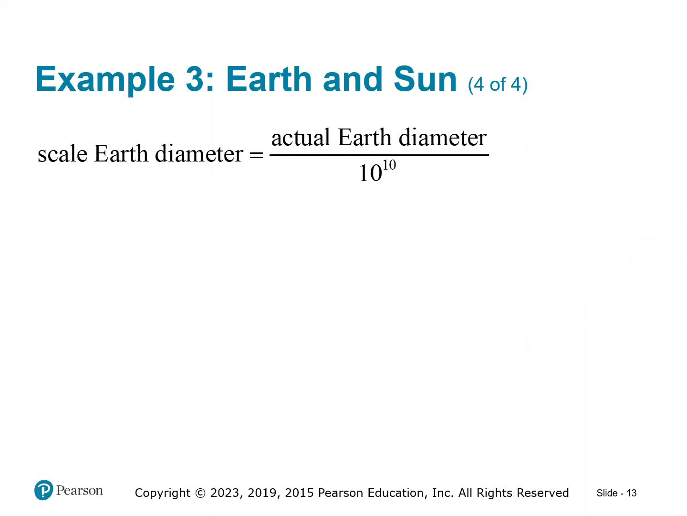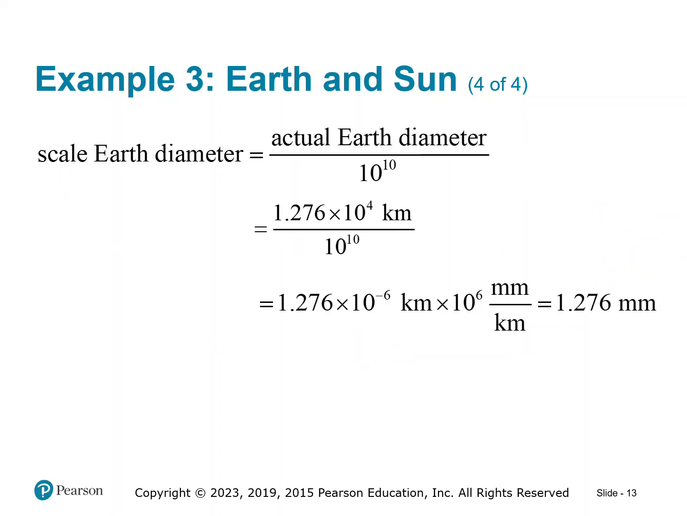We actually have tools. The actual Earth diameter is 1.276 times 10 to the 4th. That becomes 1.276 times 10 to the negative 6, right? Because we subtracted our exponents. Converting millimeters to kilometers is an extra power of 10 from centimeters. So that's a very, very tiny little Earth.